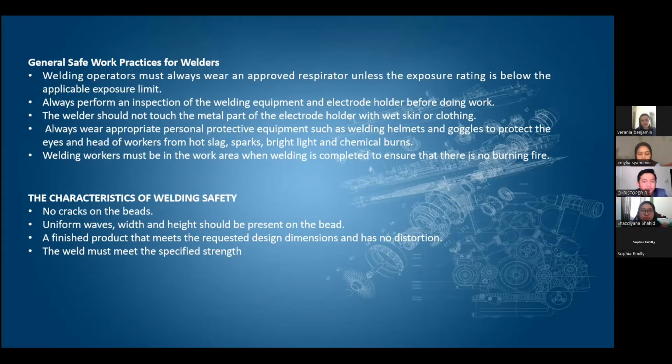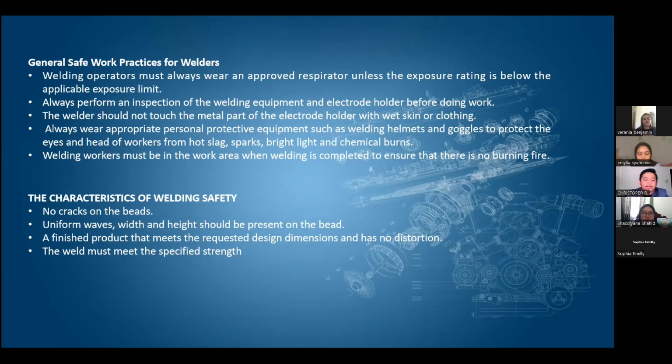The fourth is to always wear appropriate personal protective equipment, PPE, such as a welding helmet and goggles to protect the eyes and health of the worker from hot slag, sparks, bright light, and chemical burns. The last one is that the welding worker must stay in the work area when welding is completed to ensure that there is no burning fire.